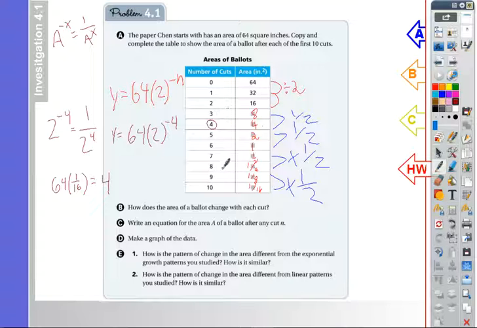Plug in one of these x values, see if you get one of these y values. So go ahead, do that now. Go. Okay, let's just do 1 because 1's really easy. Okay, so at this point we should have a class full of values to see if this equation works.